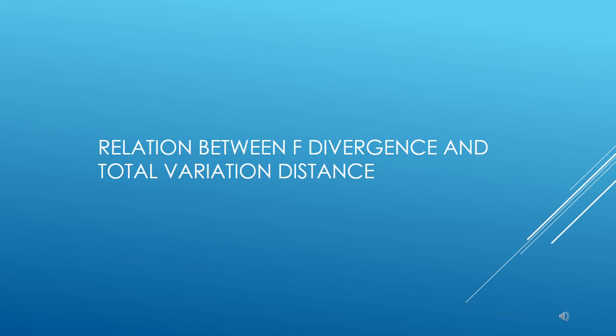Hey guys, in this video we would like to derive some relationship between F-divergence and total variation distance, some kind of a bound which can give us a clear picture of how these two vary.